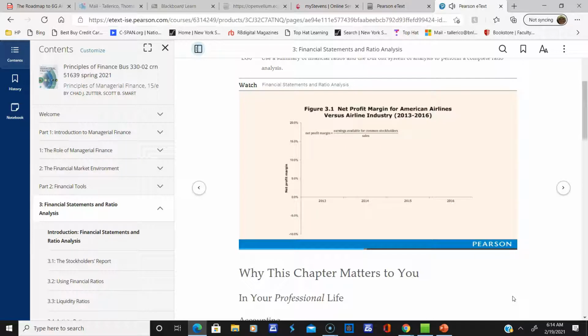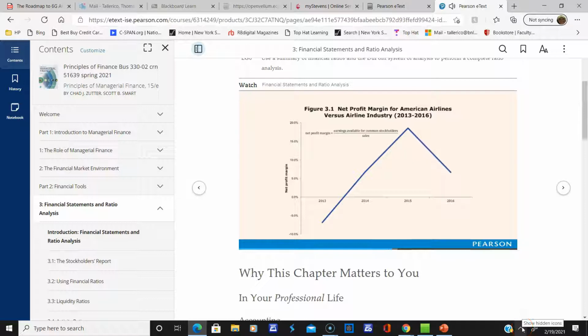To determine how profitable a firm is, or frankly to assess how effectively management is running a business in almost any dimension, we usually look at ratios in two ways. First, we conduct a time series analysis to see how a particular ratio has changed over time. The blue line here shows the net profit margin for American Airlines from 2013 to 2020.